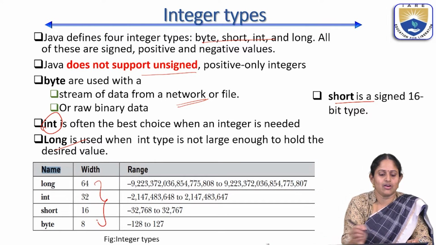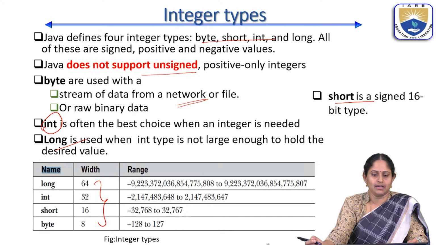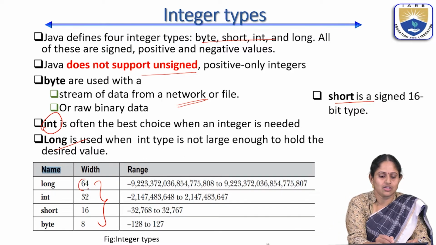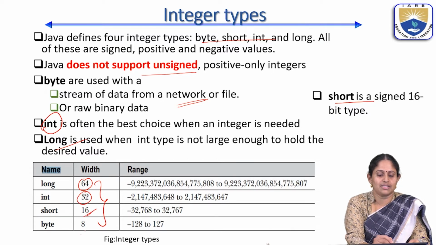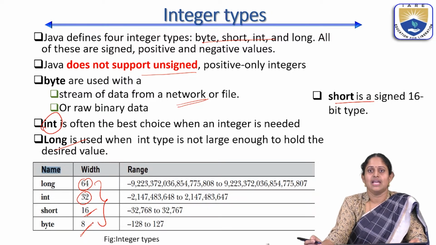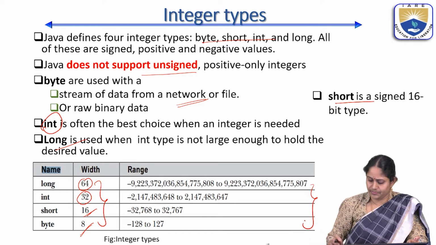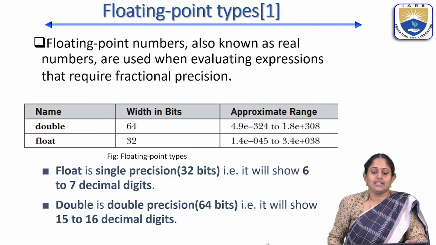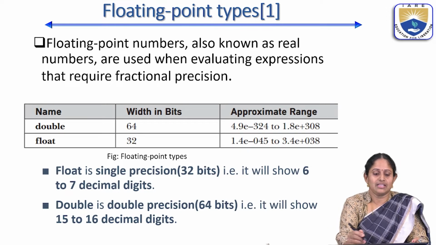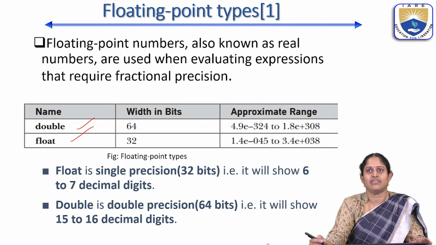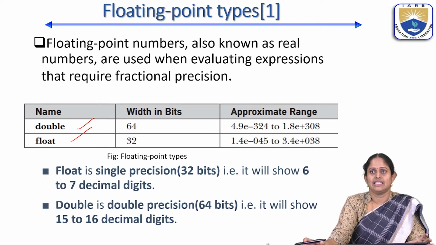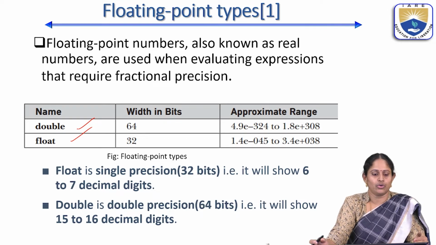Now this is the width of the integer types. Long takes about 64 bits, int takes about 32, short takes about 16 bits, and byte takes around 8 bits. And this is the range of those data types. Then we have the floating point data types, which are double and float. Both have a fractional part. When you have numbers with a decimal part, we go for float or double.